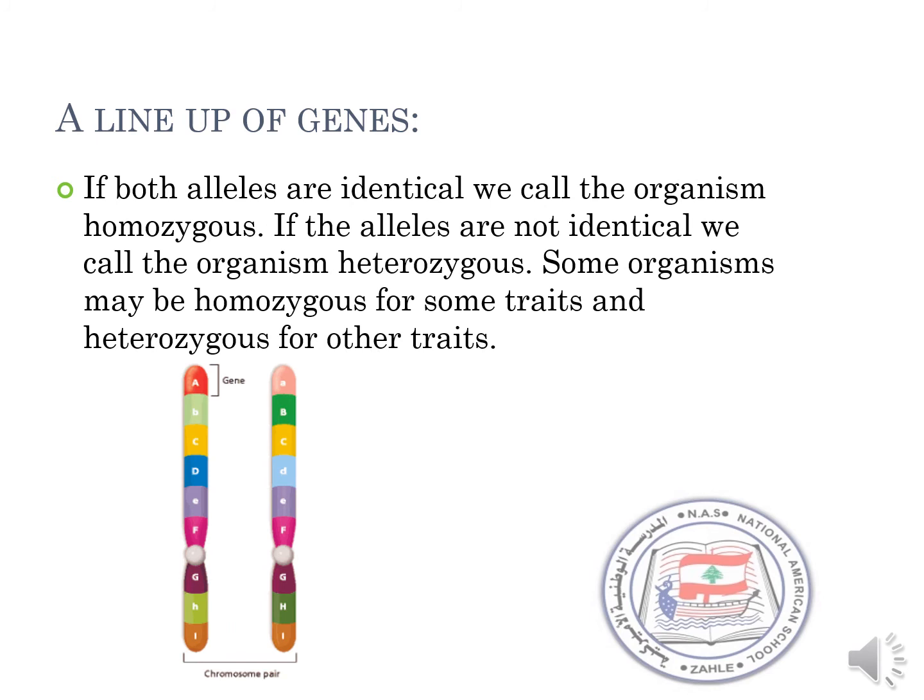If both alleles are identical, we call the organism homozygous. If the alleles are not identical, we call the organism heterozygous. Some organisms may be homozygous for some traits and heterozygous for other traits. As you see in this picture, some alleles have the same letters, and we call these homozygous traits. However, when the letters differ, we call these traits heterozygous traits.